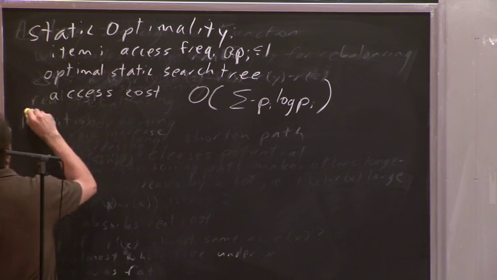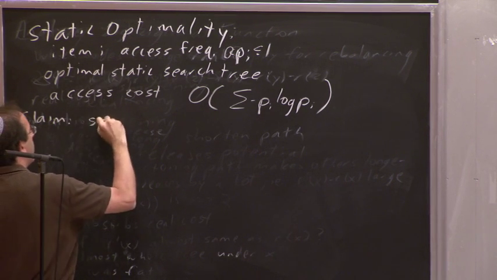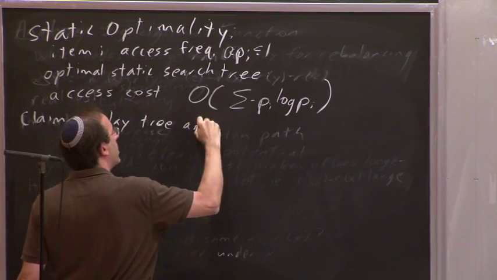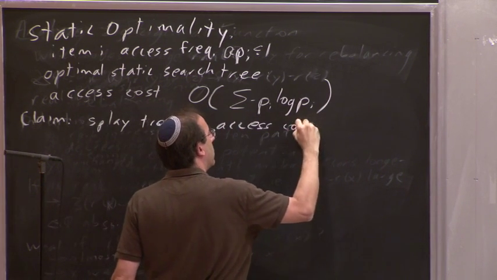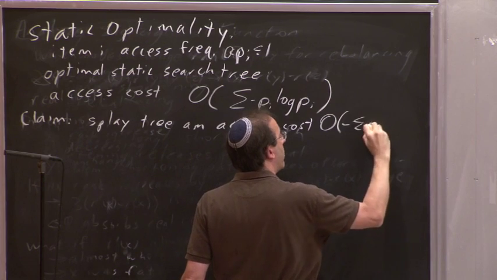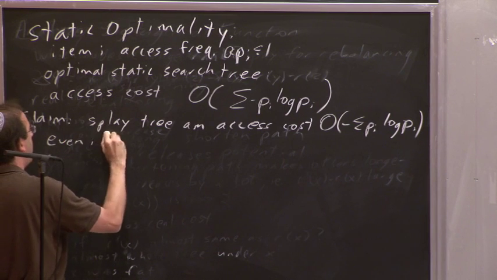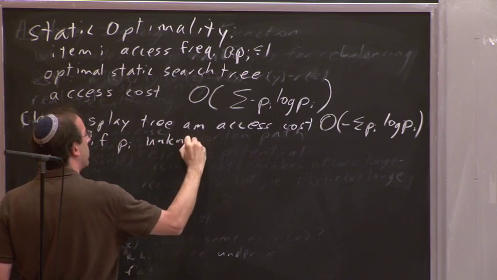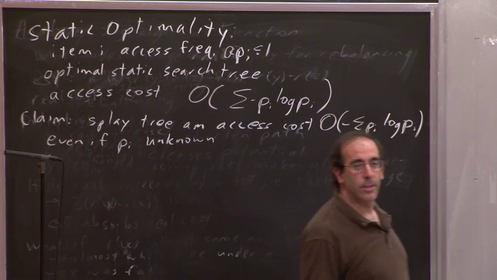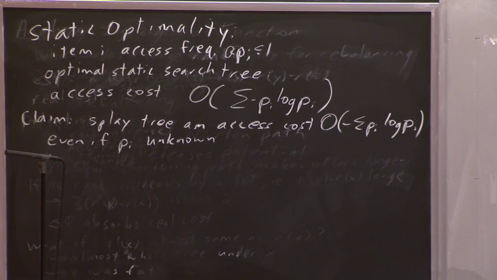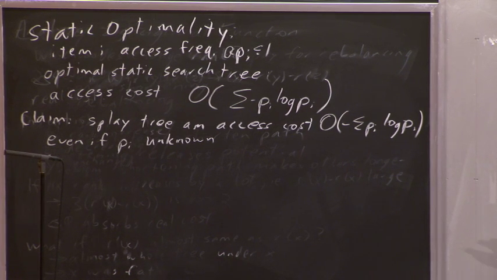Now, the remarkable claim is that a splay tree's amortized access cost is order minus the sum of p_i log p_i, even if the p_i are unknown. The splay tree doesn't have any place to store the p_i. It doesn't have any way to know the p_i, and nobody may know the p_i. It just may turn out after the fact. But after the fact, you can go back, look at the p_i, and see, oh, my splay tree matched the optimal static data structure.